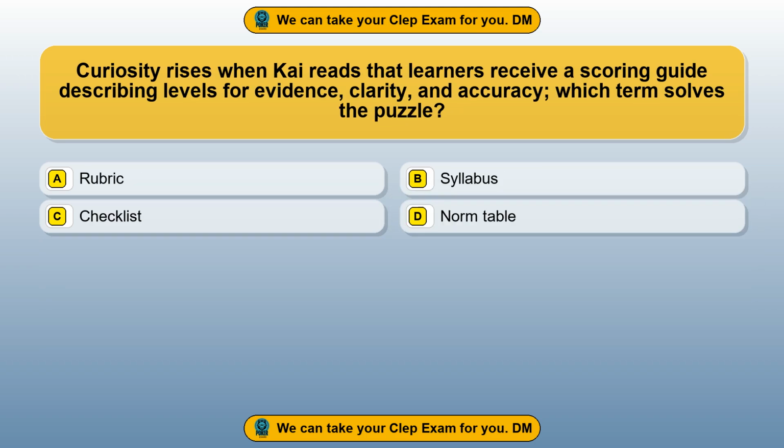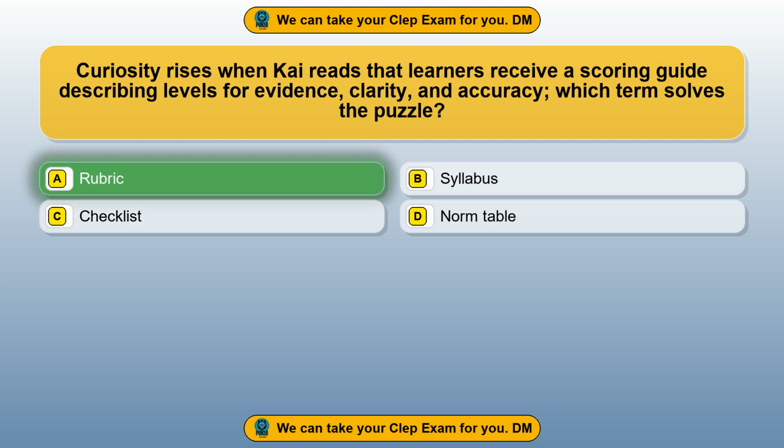Question 60. Curiosity rises when CLEP reads that learners receive a scoring guide describing levels for evidence, clarity, and accuracy. Which term solves the puzzle? Option A, rubric. Option B, syllabus. Option C, checklist. Option D, norm table. The correct answer is option A.